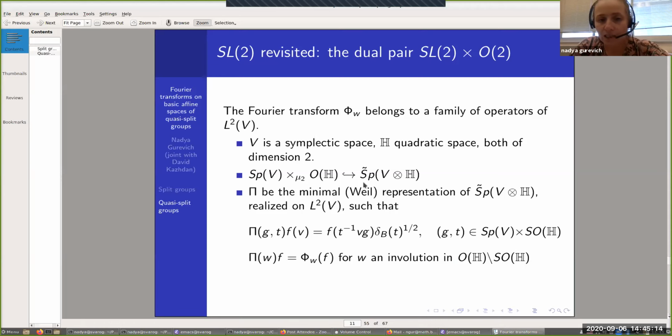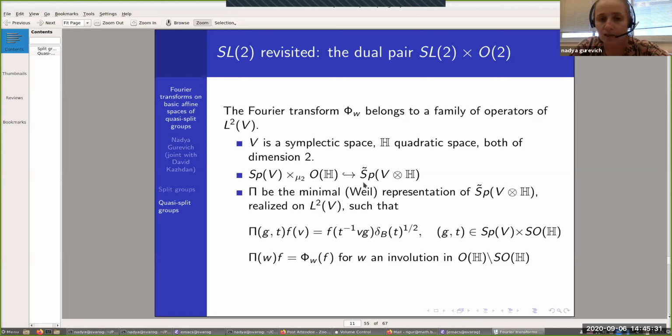And in addition, the involution in the orthogonal group, which is not in the special orthogonal group, acts by the Fourier transform. So these are just properties of the minimal representation.